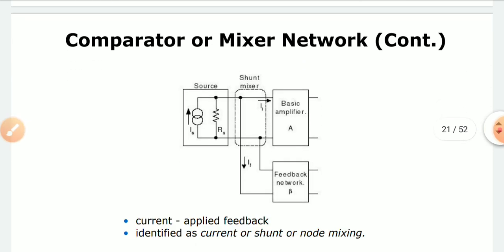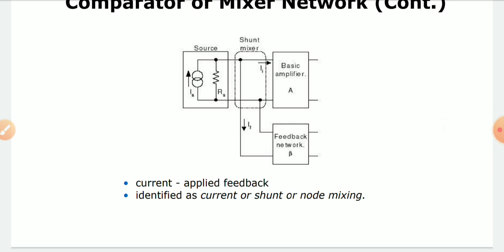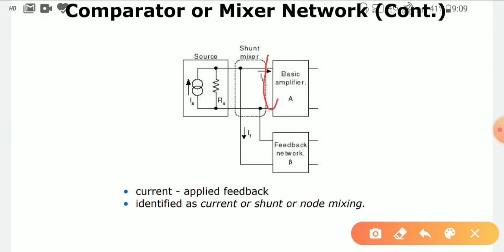Now for the comparator or mixer network, if it is in parallel form, here the constant parameter is the voltage due to the shunt configuration. So the variable parameter is the current. Here feedback is applied at the input side as a current, and this is I of F. I of I is the error signal or error current. So the comparator or mixer network in this case is specified by current as the applied feedback and identified as current shunt or node mixing.